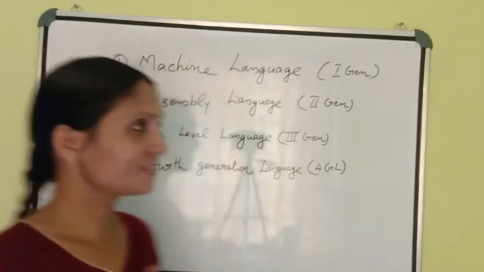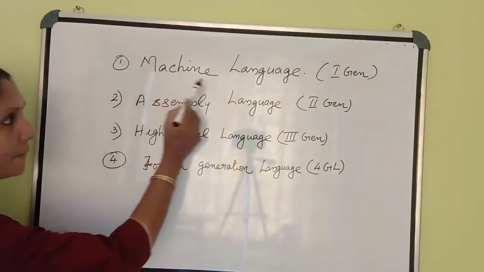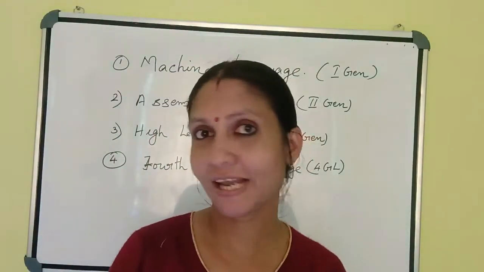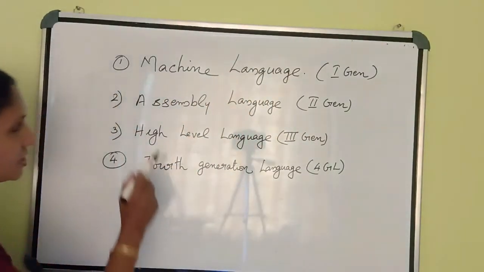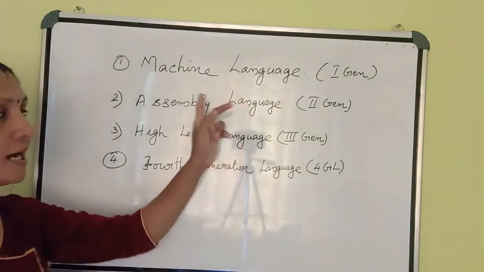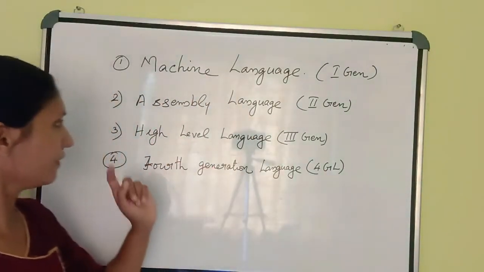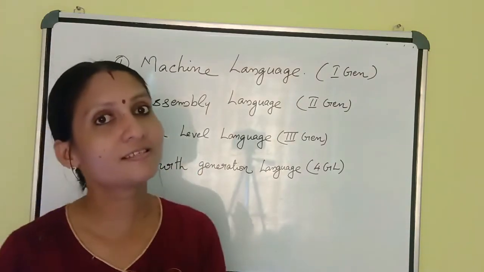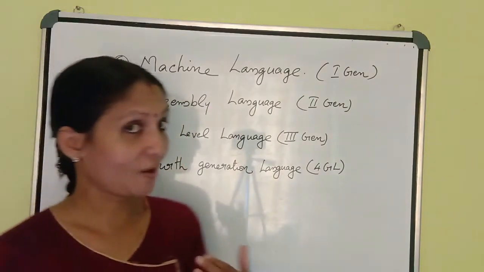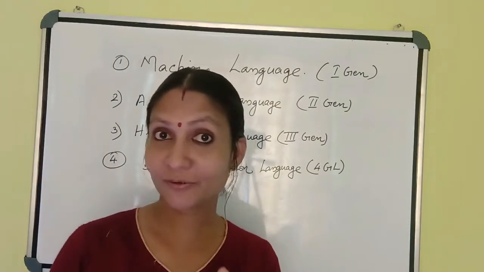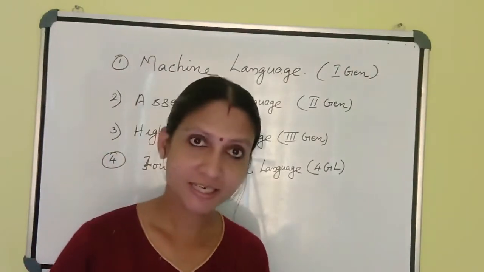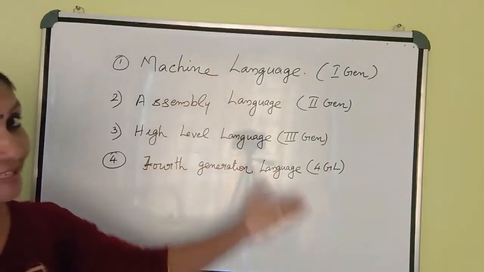What are they? First one is machine language. In the first generation, they developed machine language. And in the second generation, they developed assembly language. The third one is high level language. In the third generation, they developed high level languages. And the fourth generation, now we are using which language? 4G. Do you know anything about 4G? Fourth generation languages.